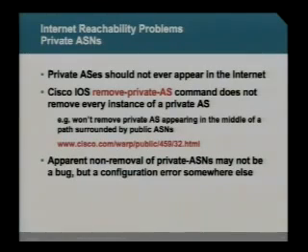But sometimes the private AS removal command doesn't remove every single instance. If there's a public AS number behind the private AS, then the private AS won't be stripped out because it's a configuration error. But some people don't understand this. It's not a bug, it's a configuration error somewhere else that needs to be fixed.